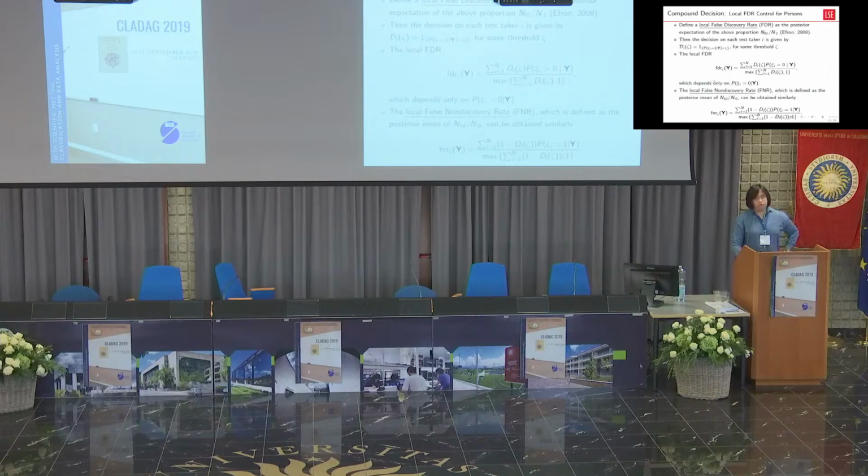The local FDR is basically a posterior expectation of that ratio. This formula defines the FDR for the person, and you can see the denominator is based on the number of flagged people, and the numerator is the weighted sum of the posterior probabilities. And this FDR is a non-decreasing function in zeta, so we can try to find the optimum zeta.